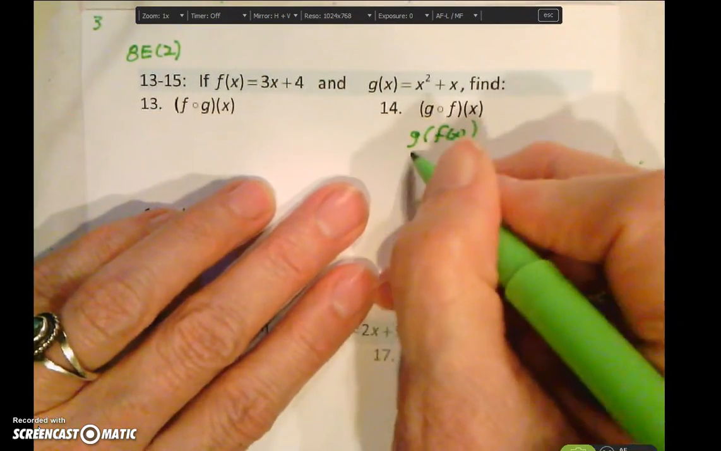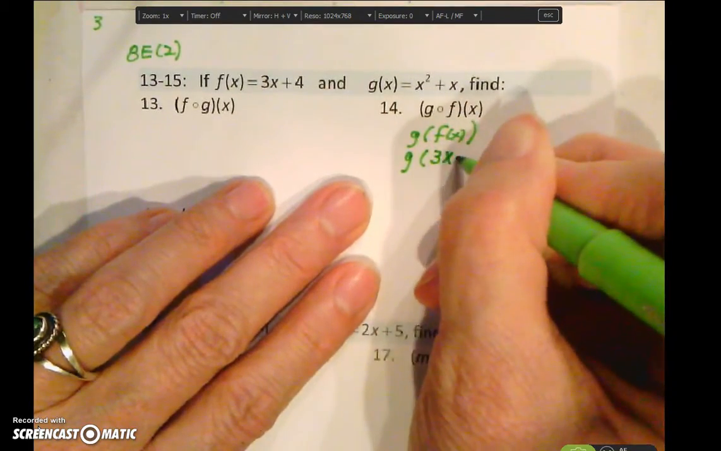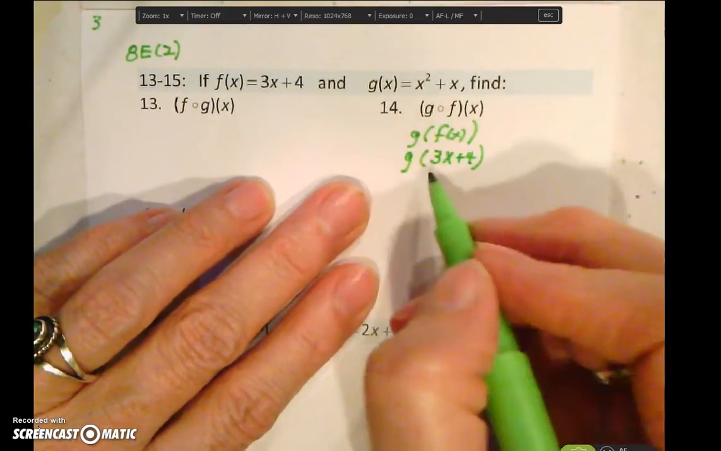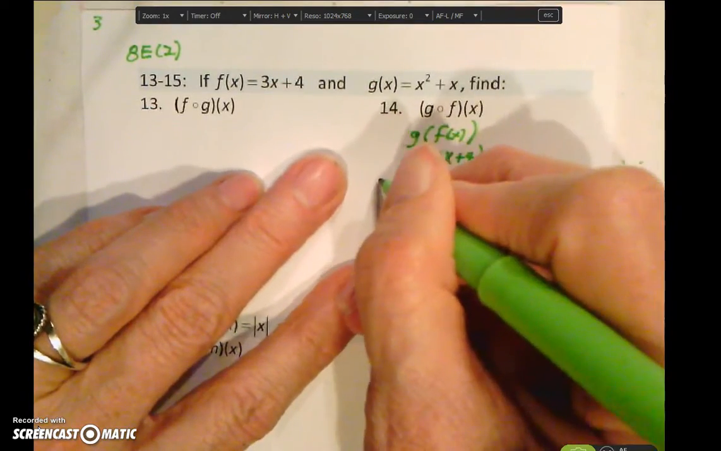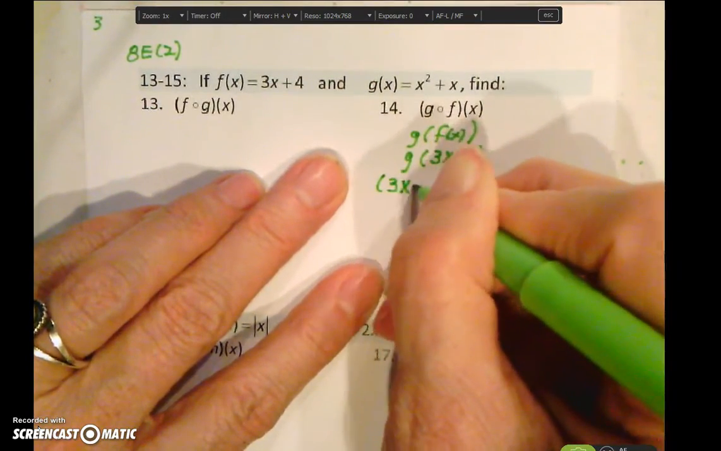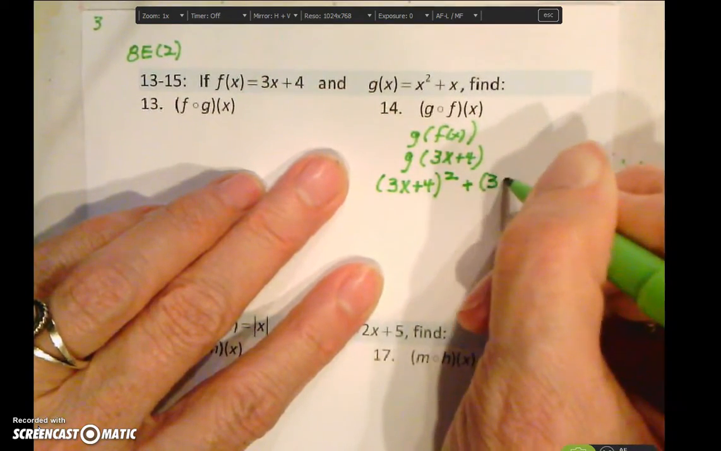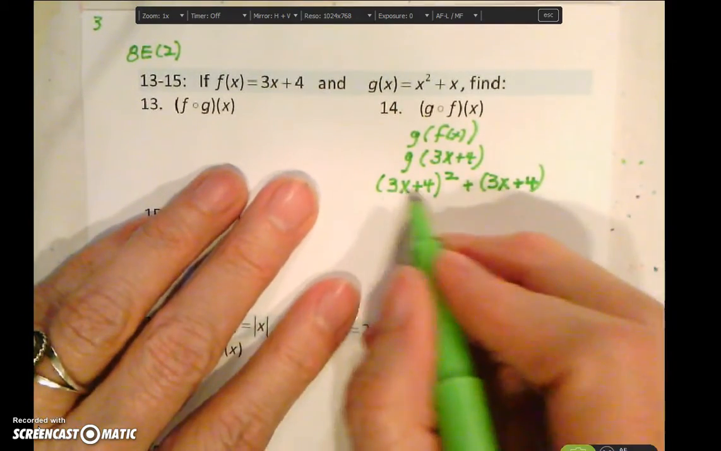So what I'm going to do then is f of x is 3x plus 4. And this says to take 3x plus 4, plug it into the g function in place of the x. So that is going to look like (3x plus 4) squared plus 3x plus 4. So we're going to need to FOIL this out.